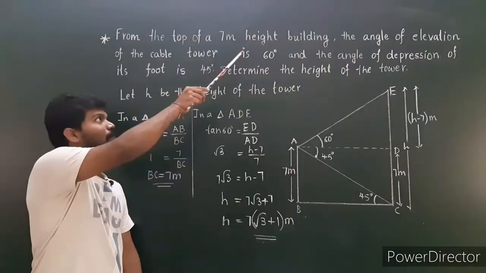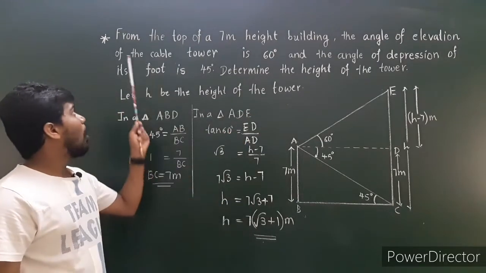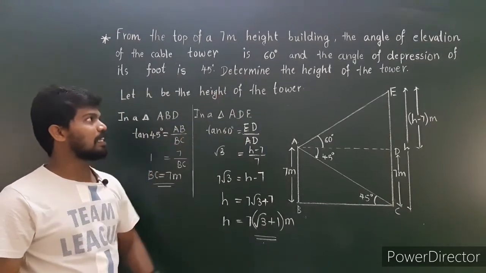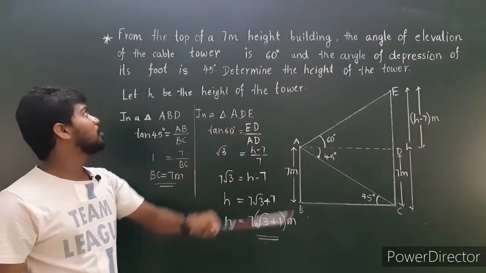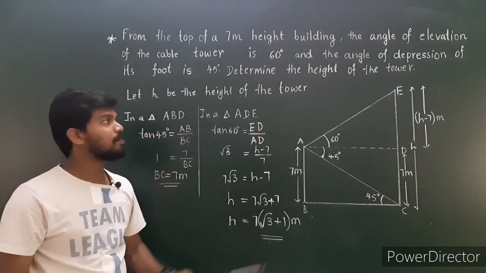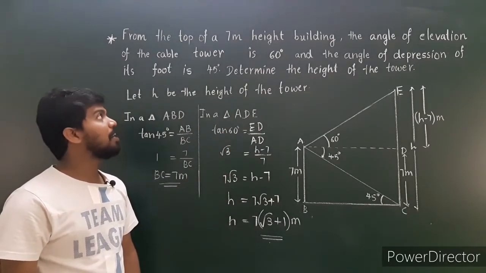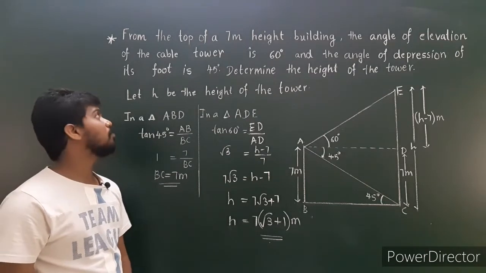From the top of a 7-meter high building, the angle of elevation of the cable tower is 60 degrees and the angle of depression of its foot is 45 degrees. So determine the height of the tower. So we have to find the height of the tower. So you see that question one more time.